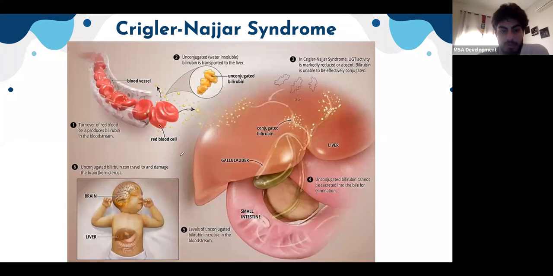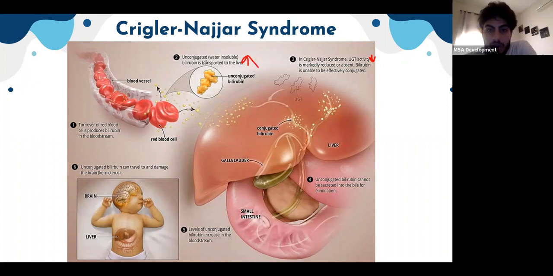Those blood cells obviously produce bilirubin in the bloodstream. So this unconjugated bilirubin, produced in the blood from the blood cells, which happens in the bone marrow or the spleen, then goes to the liver. When it gets transferred to the liver, in Crigler-Najjar syndrome we have low activity of UGT. UGT is not working. And when UGT is reduced or absent, bilirubin is unable to be effectively conjugated. So we don't get conjugation of bilirubin.